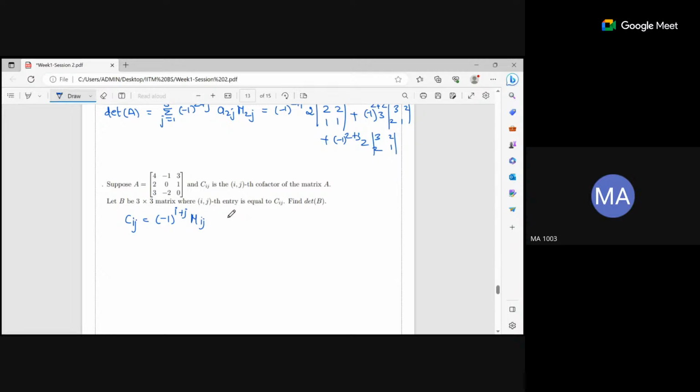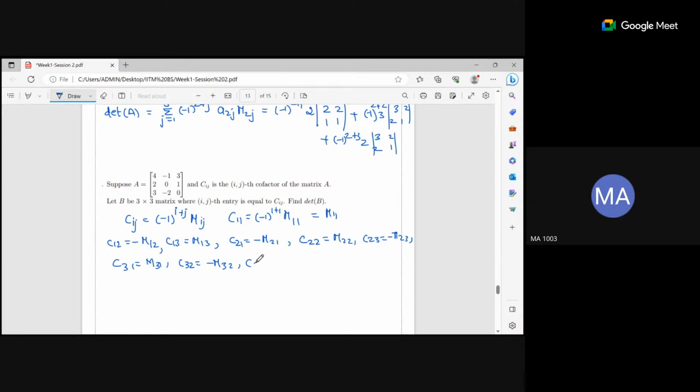So you see that C12 is minus M12. C13 is same as M13. And C21 is minus M21. And C22 is M22. And C23 is minus M23. Am I correct? Yes, ma'am. You're following? Yeah. So C31 is M31 and C32 is minus M32 and C33 is M33.